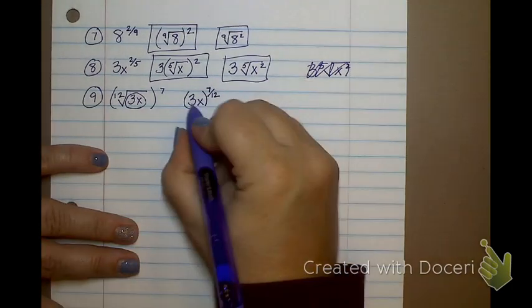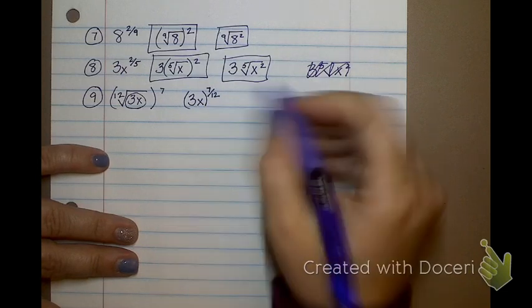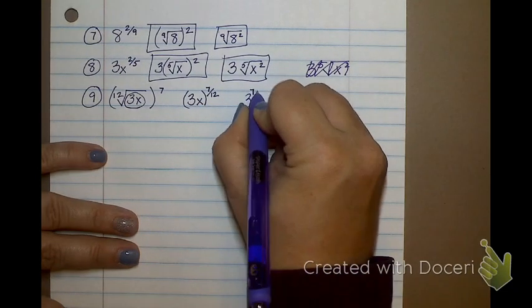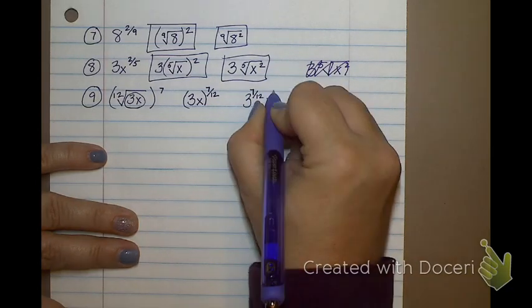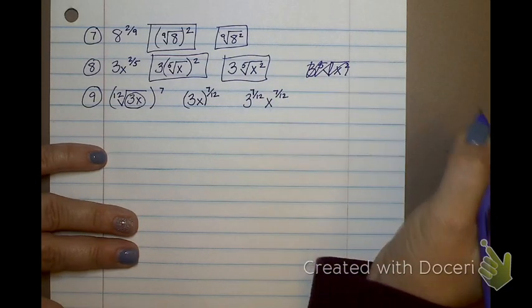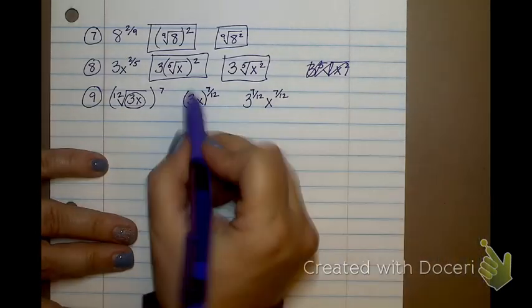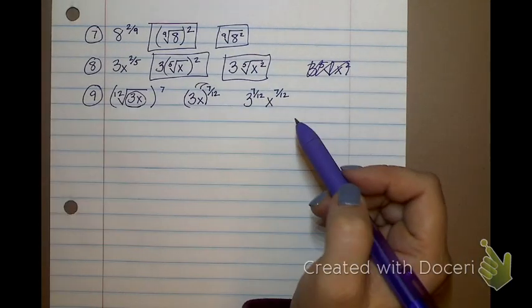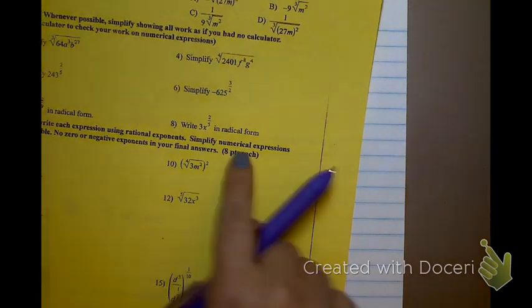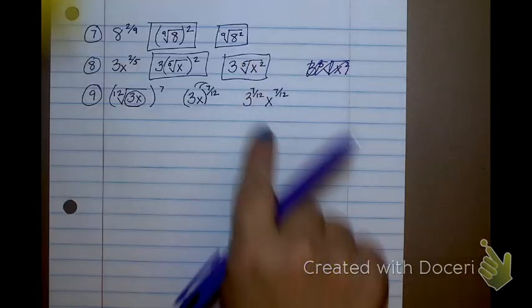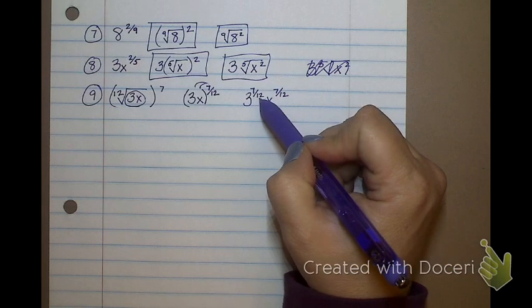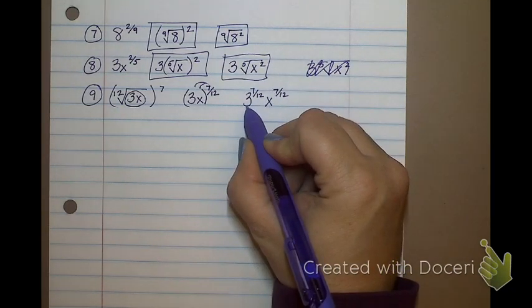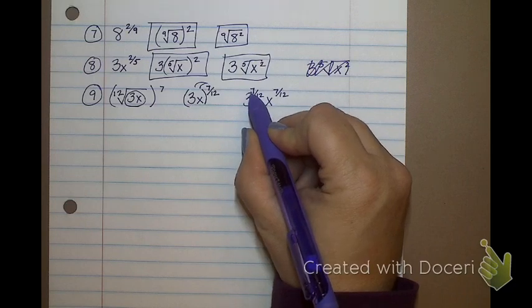Now, technically, that is a correct answer right there. However, I want to check this. What did I just do there? I just distributed that exponent, didn't I? Why did I want to check it? Well, because it says simplify numerical expressions when possible. This 3 to the 7/12 is a numerical expression. So I just need to ask myself, can I take the 12th root of 3 and then raise it to the 7th power and get a nice number?